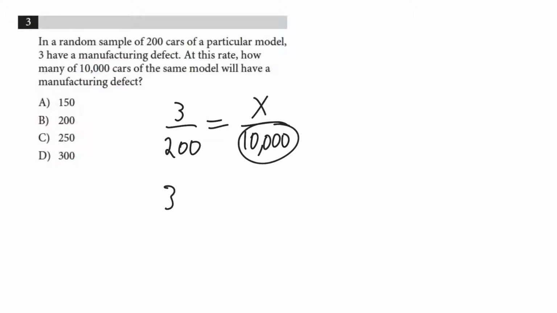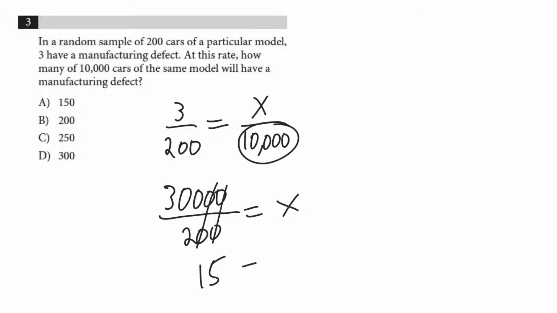Do that on the left. I'll get 30,000 over 200 equals x. Cancel out some of these zeros. 300 divided by 2 is 150. So 150 is the expected number of cars with a defect.